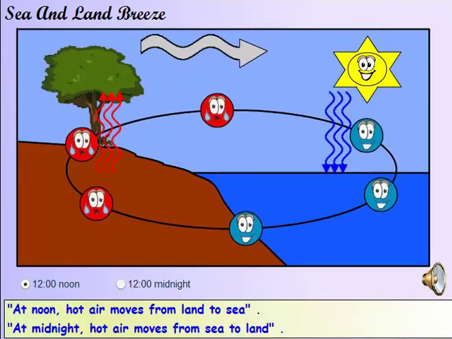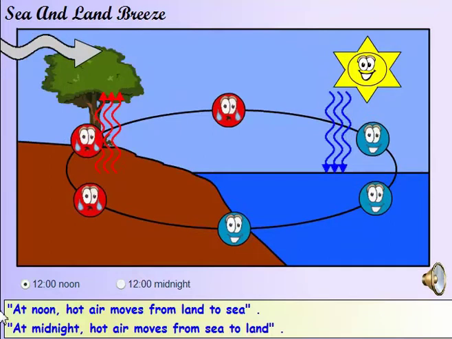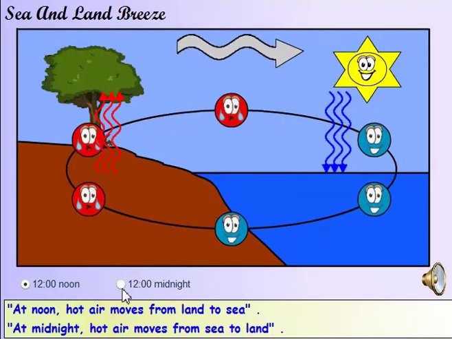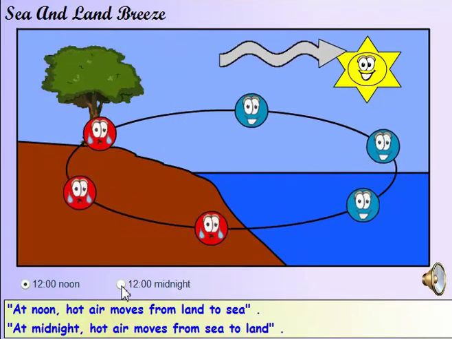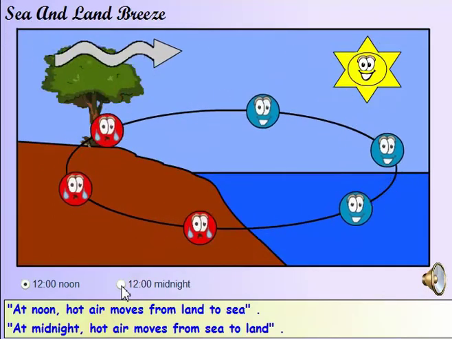At night, the land cools faster than the sea, so the sea is warmer than the land. The hot air rises above the sea, and the cool air from the land takes its place.